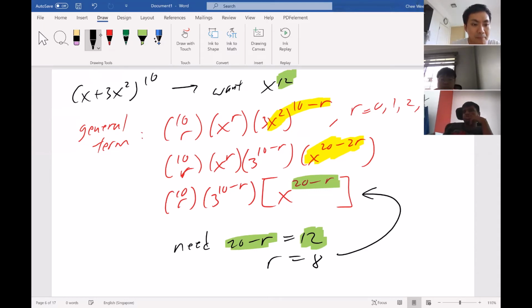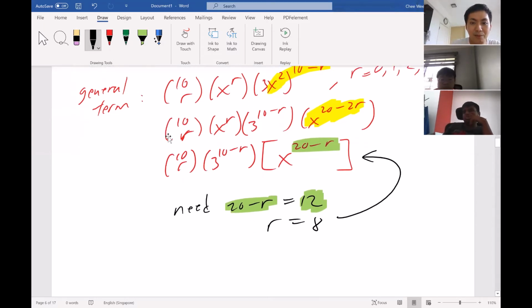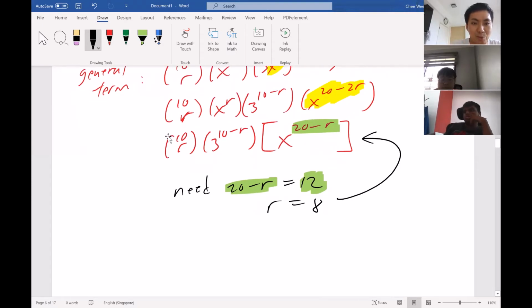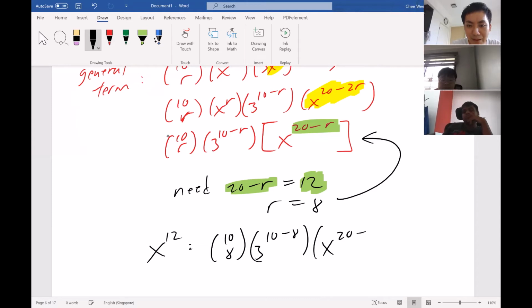So you will just write x to the power of 12 is when r is equal to 8. So you will just say x to the power of 12 is 10 choose 8, 3 to the power of 10 minus 8, and x to the power of 20 minus 8. Then simplify.